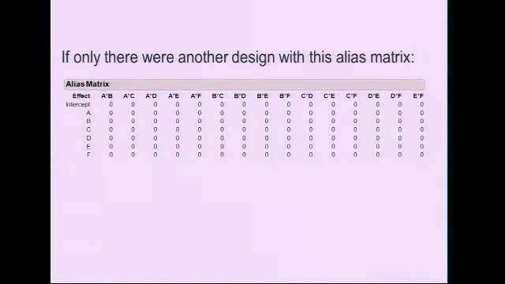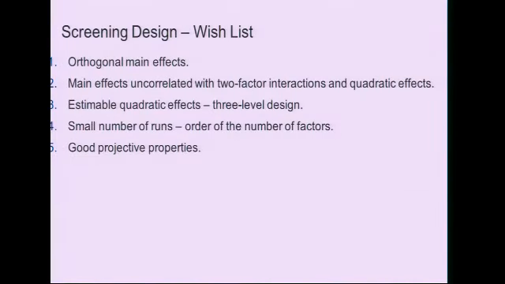But if only there were another 13-run design that had an alias matrix that looked like this, the same 13 runs, and if only that design didn't sacrifice very much efficiency for estimating the original parameters. Well, I have good news.